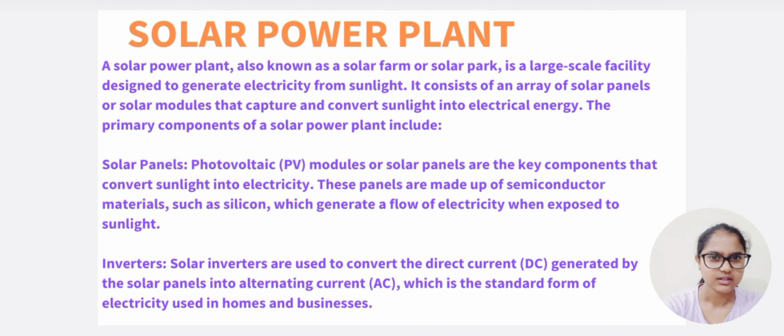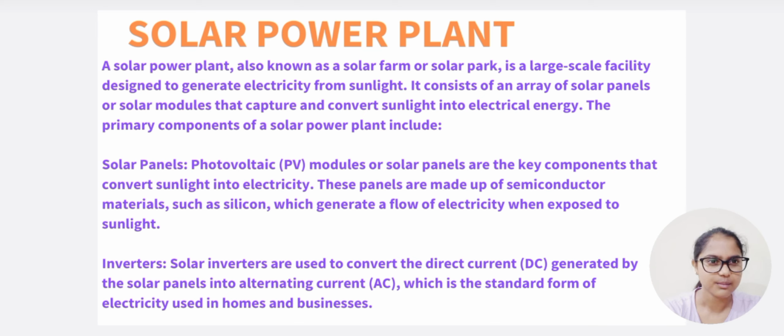Solar power plant. A solar power plant, also known as a solar farm or solar park, is a large-scale facility designed to generate electricity from sunlight. It consists of an array of solar panels or solar modules that capture and convert sunlight into electrical energy. The primary components of a solar power plant include solar panels. Photovoltaic PV modules or solar panels are the key components that convert sunlight into electricity.